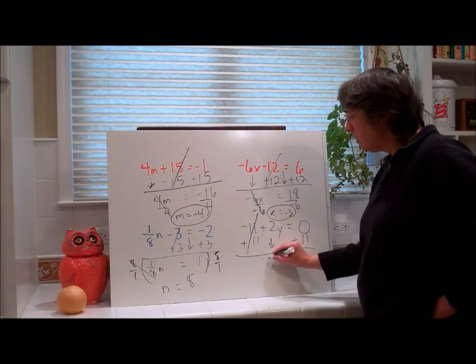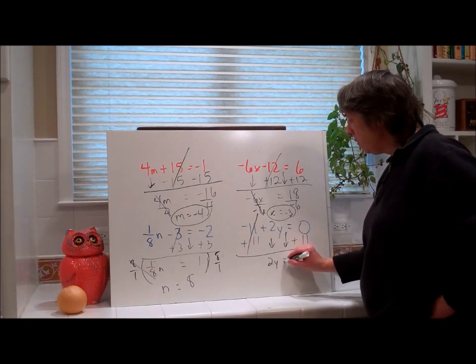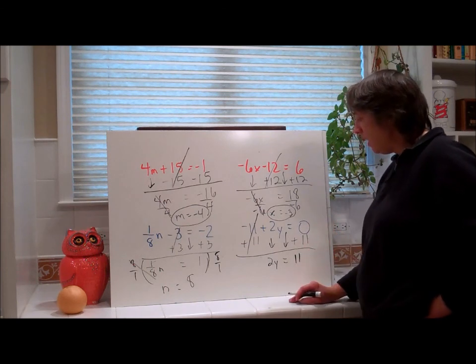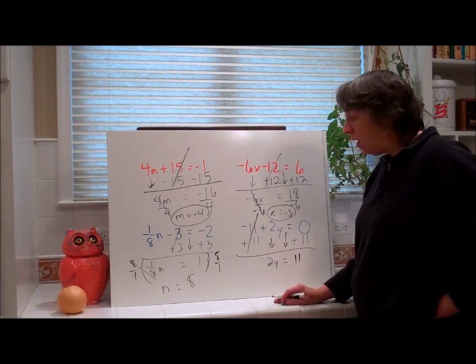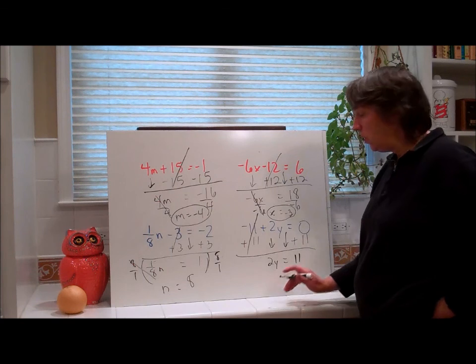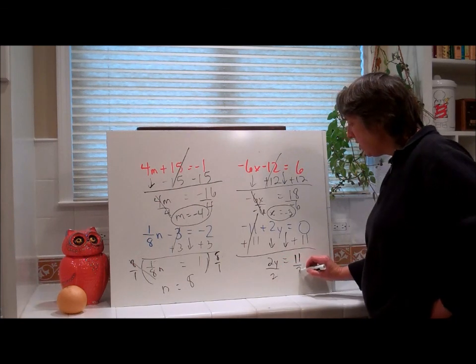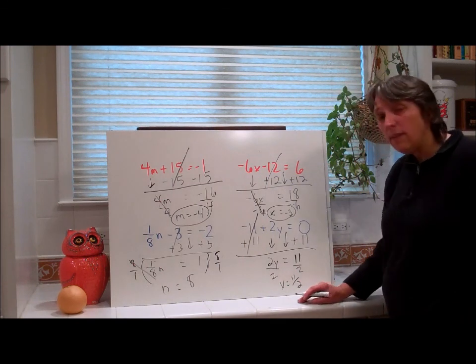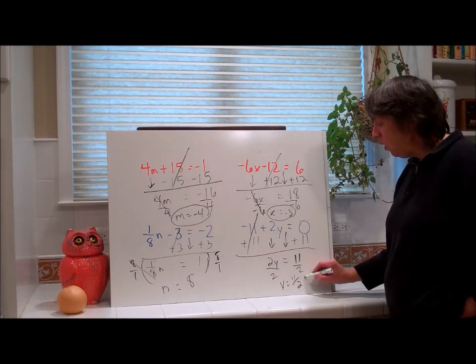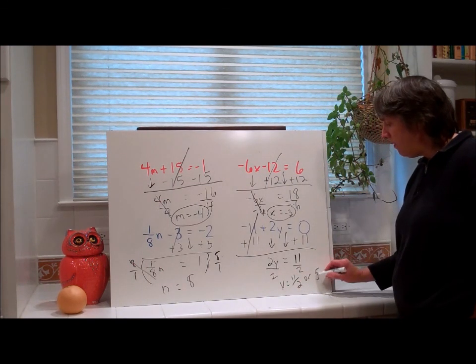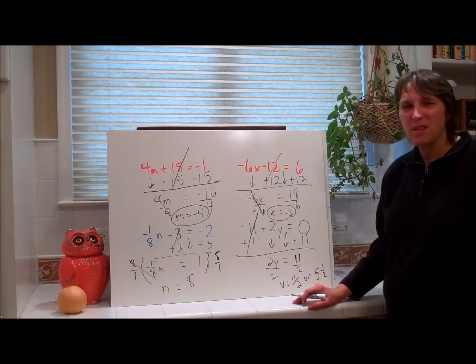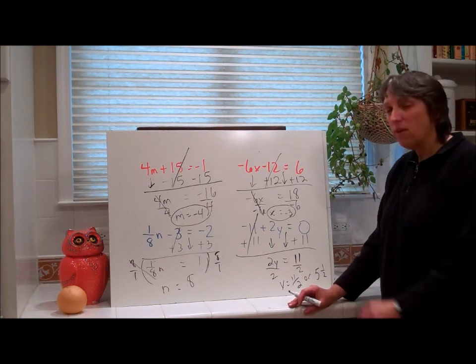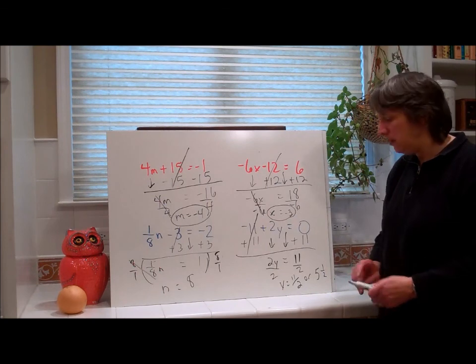Cancel, bring down the 2y, bring down the equals. 0 plus 11 is 11. The coefficient is 2. We're going to divide both sides by 2, and y equals 11 halves. You can leave it as 11 halves, or you can write 5 and 1/2. Don't write it as a decimal. Just leave it as a fraction. It'll be easier to plug it in.